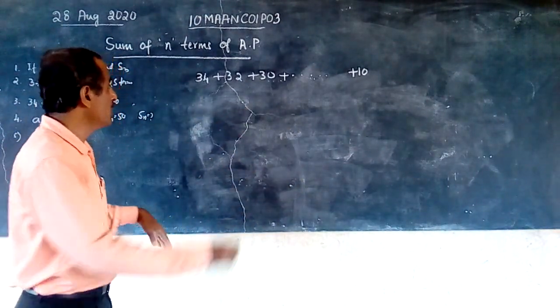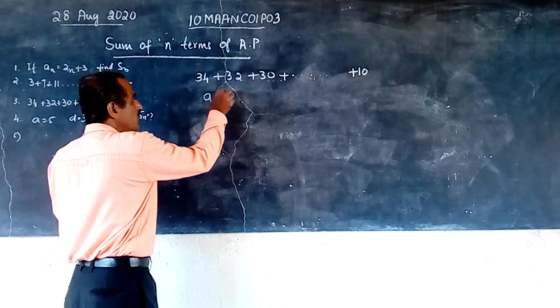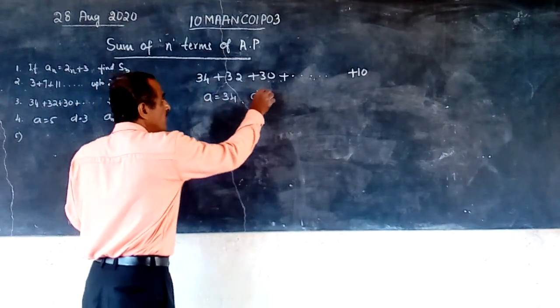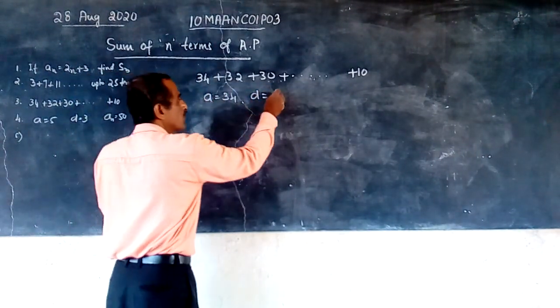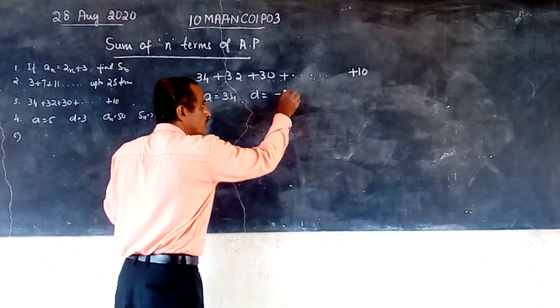Like that also you can use. See, in the question what is given? A is equal to 34. D is equal to 32 minus 34, which is equal to minus 2.